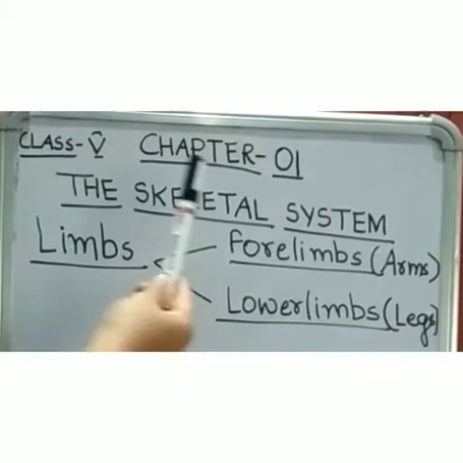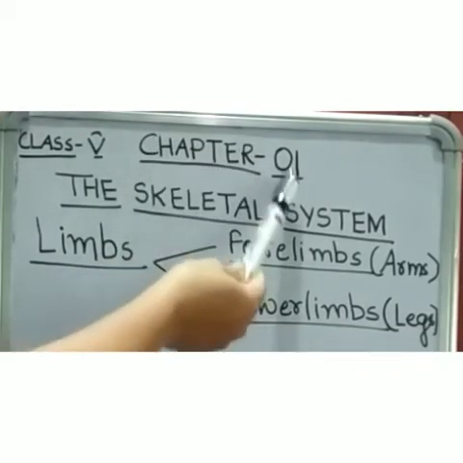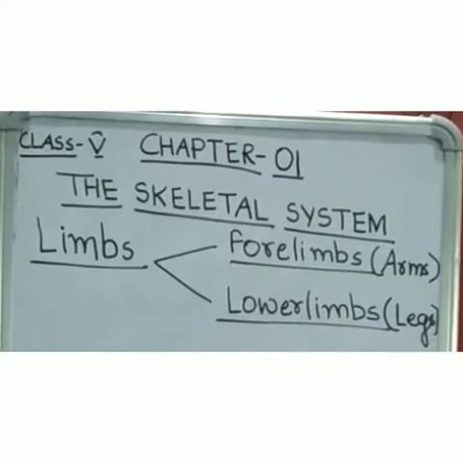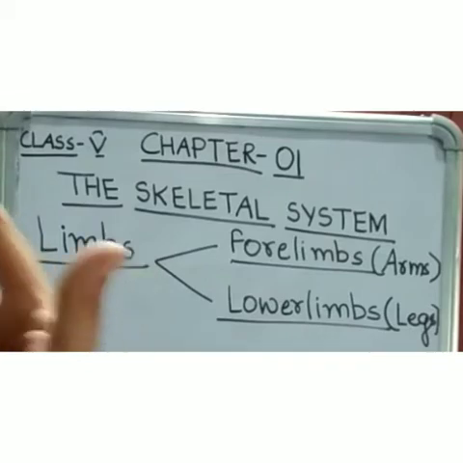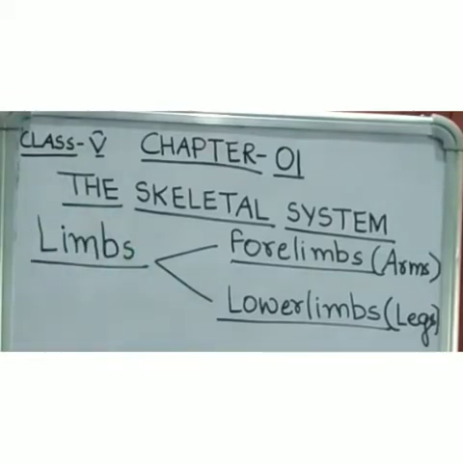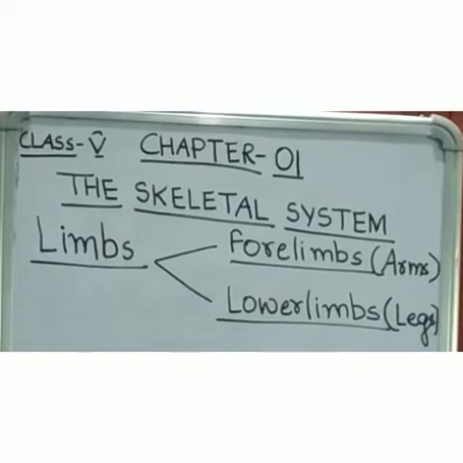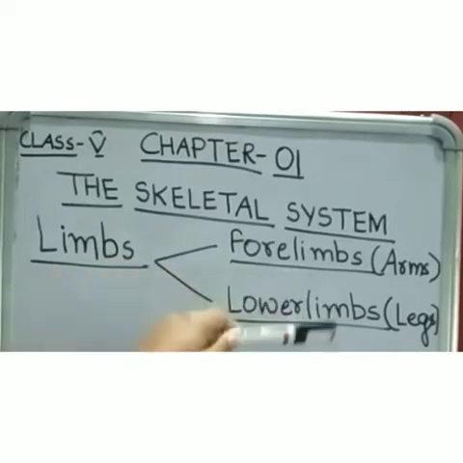Now students, we will continue with the same chapter 1, the skeletal system. Earlier we have done the skull, the backbone and the rib cage. Today you will study limbs. There are two types of limbs in the human body. What are they? Forelimbs and lower limbs. Forelimbs are a pair of arms, and lower limbs are legs. So a total of 4 limbs are there, 2 forelimbs and 2 lower limbs.